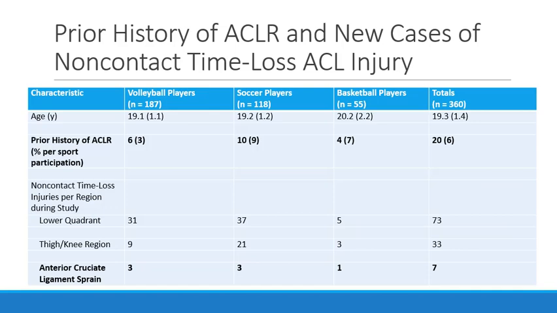This table illustrates demographics of our population by sport, and we see that there were 20 prior ACL reconstructions in this cohort. The bottom of the table presents the non-contact time loss injuries per region that occurred during the surveillance period. Of the 360 athletes, there were 7 ACL injuries that occurred.